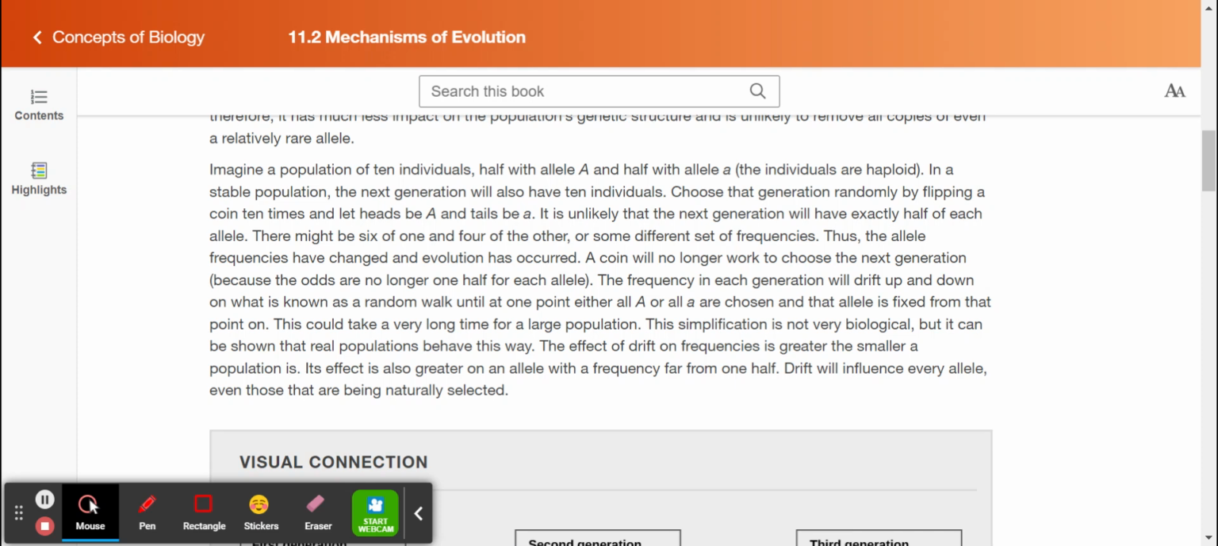This simplification is not very biological, but it can be shown that real populations behave this way. The effect of drift on frequencies is greater the smaller a population is. Its effect is also greater on an allele with a frequency far from 1/2. Drift will influence every allele, even those that are being naturally selected.